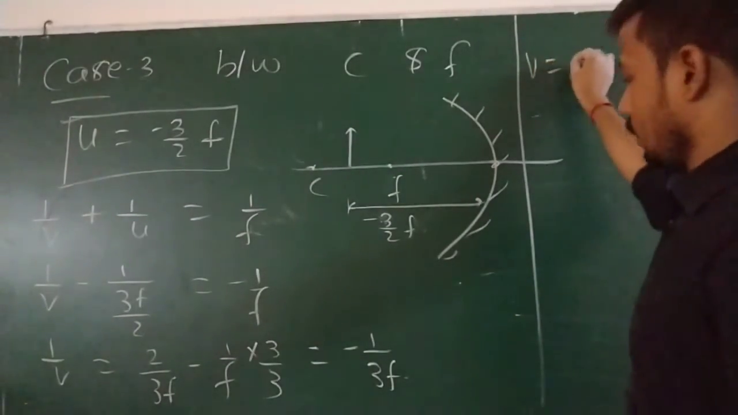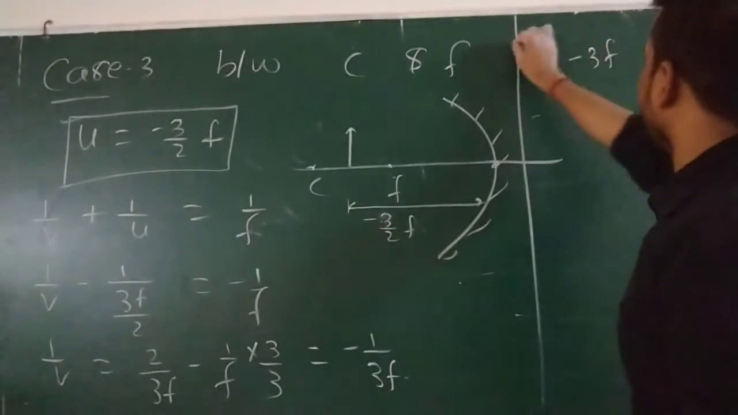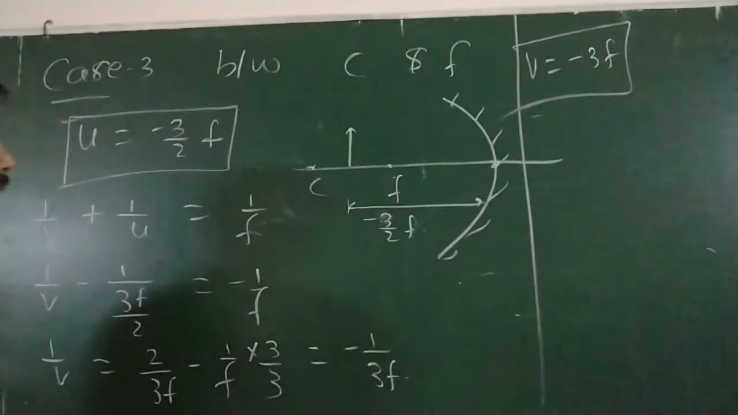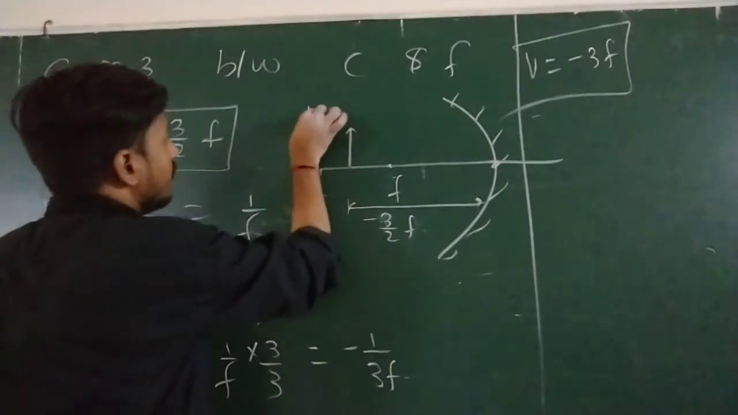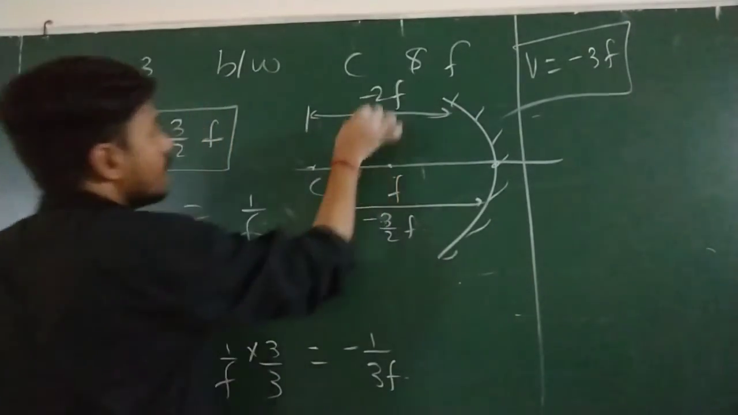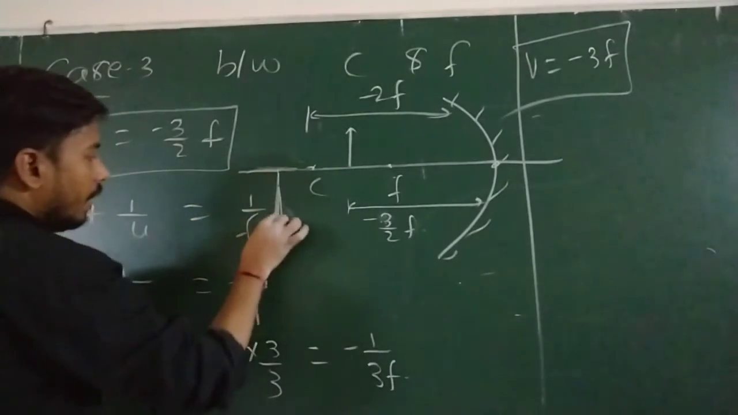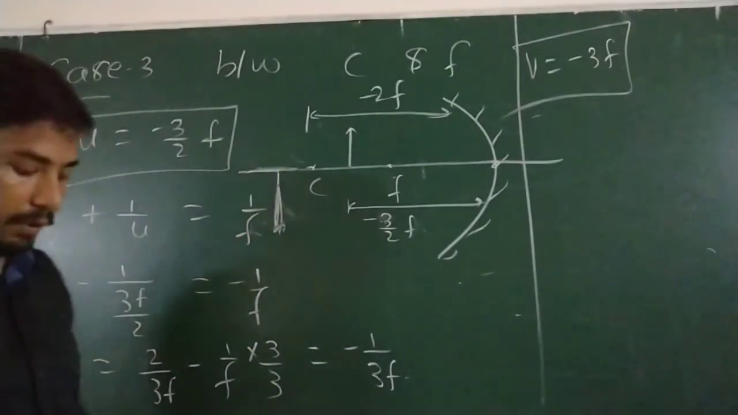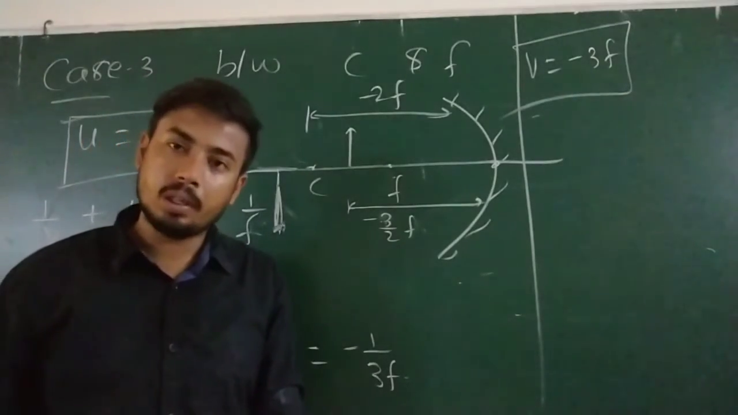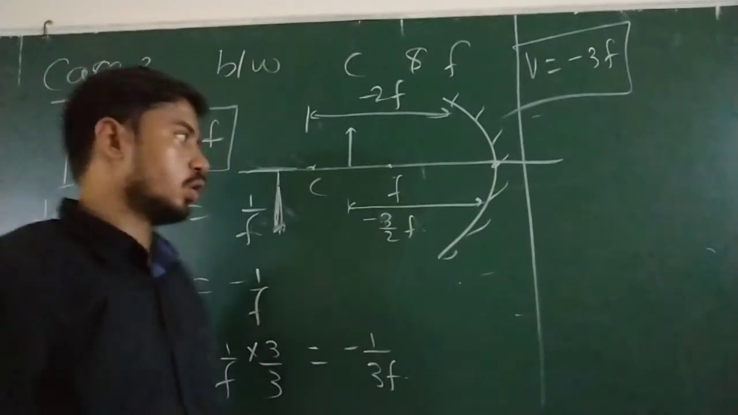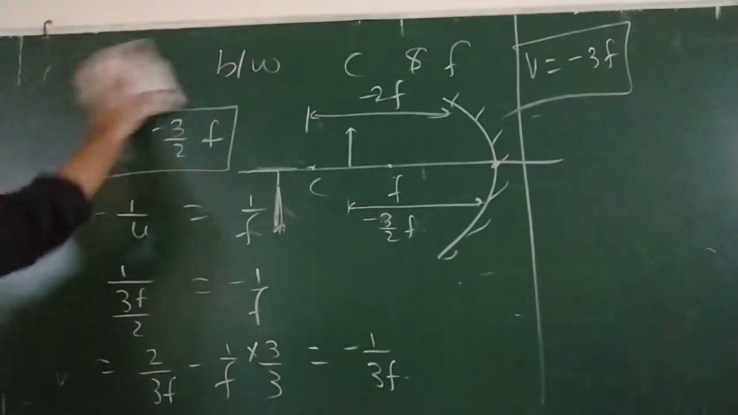So v becomes minus 3F. It means minus 3F is what? This total distance is 2F, minus 2F. So minus 3F means the image will be somewhere here. So this first point is verified: the image will be beyond C. Now second, inverted and enlarged.